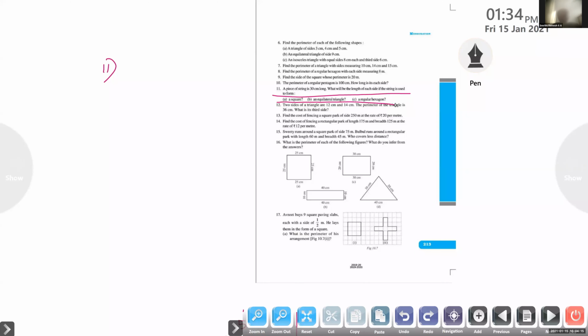We have to make with this string a square, then an equilateral triangle. Ma'am, I don't know how to make an equilateral triangle. Okay, so an equilateral triangle like this. Then a regular hexagon. All this we have to make with this same piece of wire.